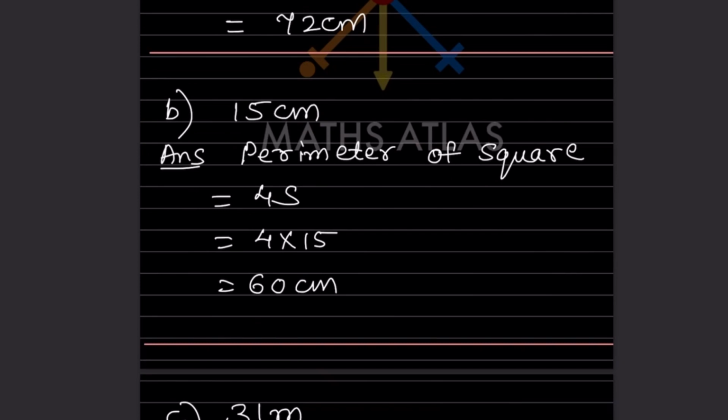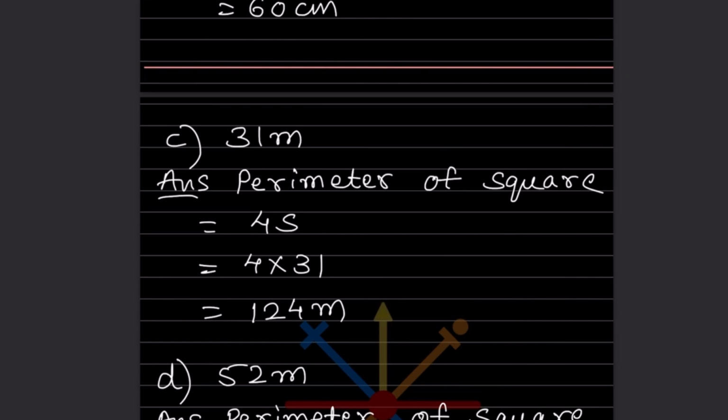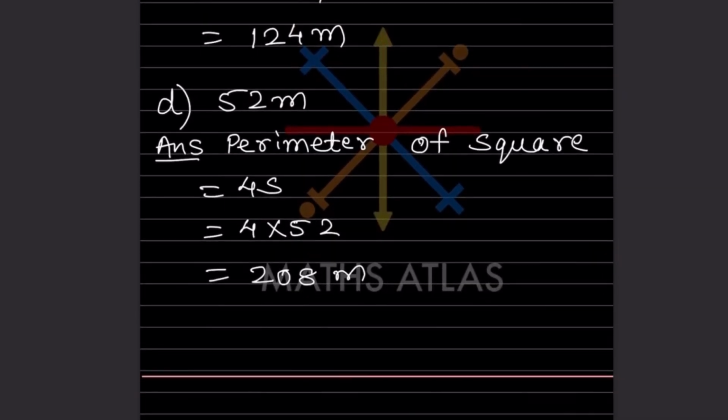Now again here 15. You will just put 15 in this formula, and 4 times 15 is 60. Write the unit, centimeter. Again perimeter of square, this is 31 given, you just put 31, and when you multiply this you get 124 meter. Again the same over here, this is 52, you just put 52 over here, and you get this answer.